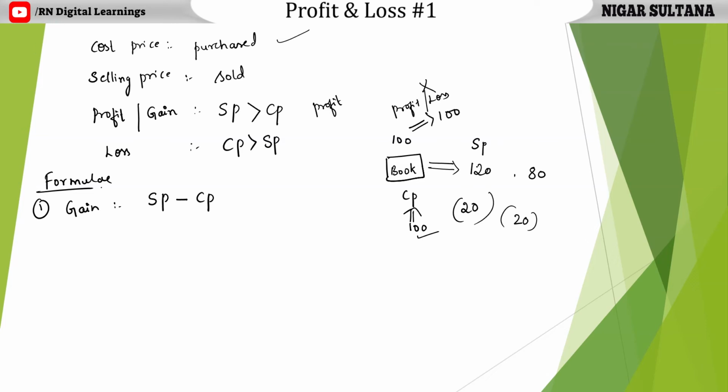Here I was subtracting 120 and 100, right? I was subtracting the 100 rupees from 120, I was getting the profit. Now next formula, how to calculate loss.